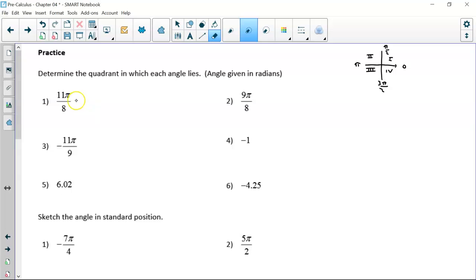So for 11 pi over 8, 11 pi over 8 can be written as 8 pi over 8 plus 3 pi over 8. So that's pi plus 3 pi over 8. If we think about this, pi would get us there. And now 3 over 8. Each quadrant, we're going 1/2. 3/8 is less than 1/2, so we didn't have quite enough to get us into quadrant number 4, so we're in quadrant 3.